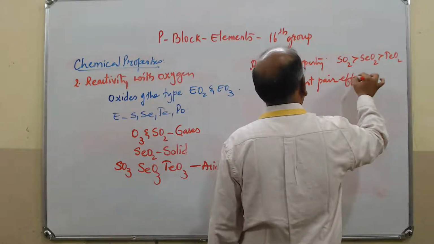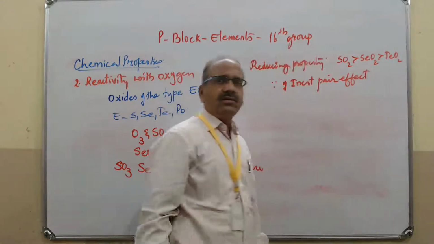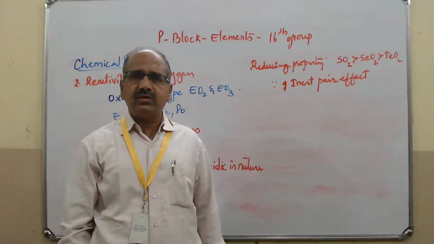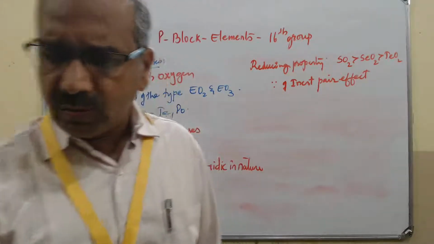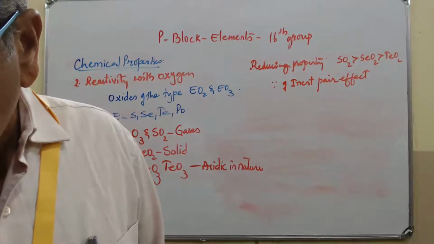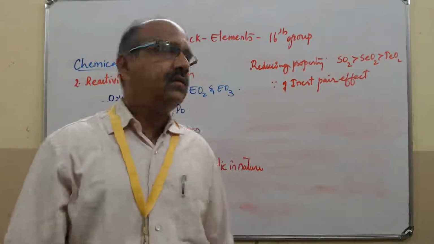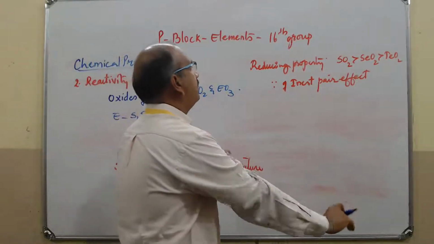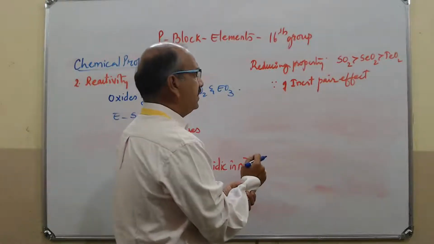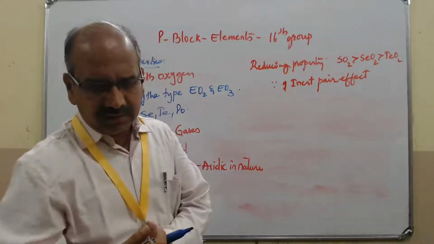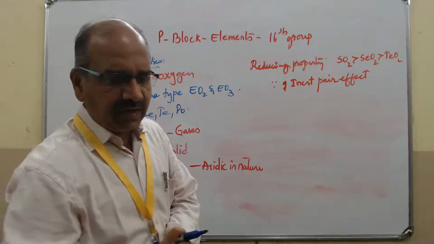Inert pair effect. Down the group as you come, the inertness decreases. Those electrons do not take part in the bonding, and that's how it is not going to be reducing in nature. Further, reactivity towards halogens.